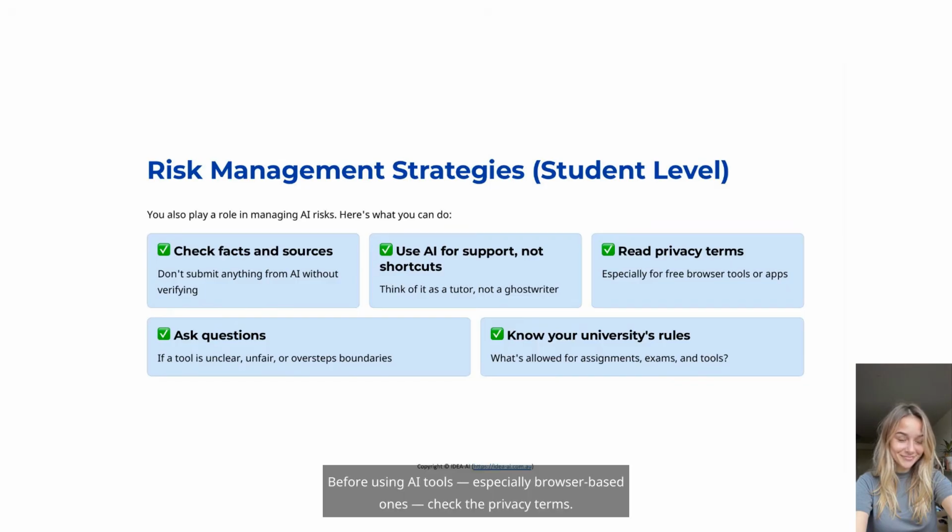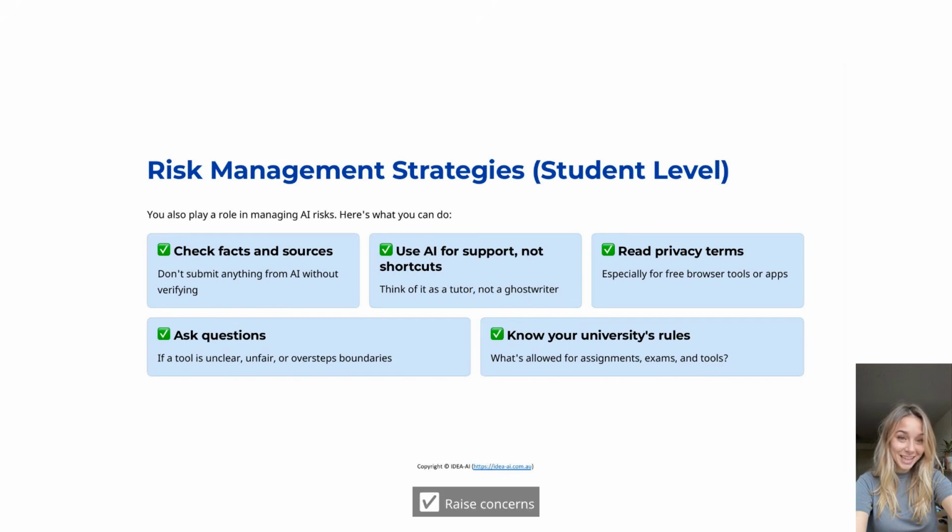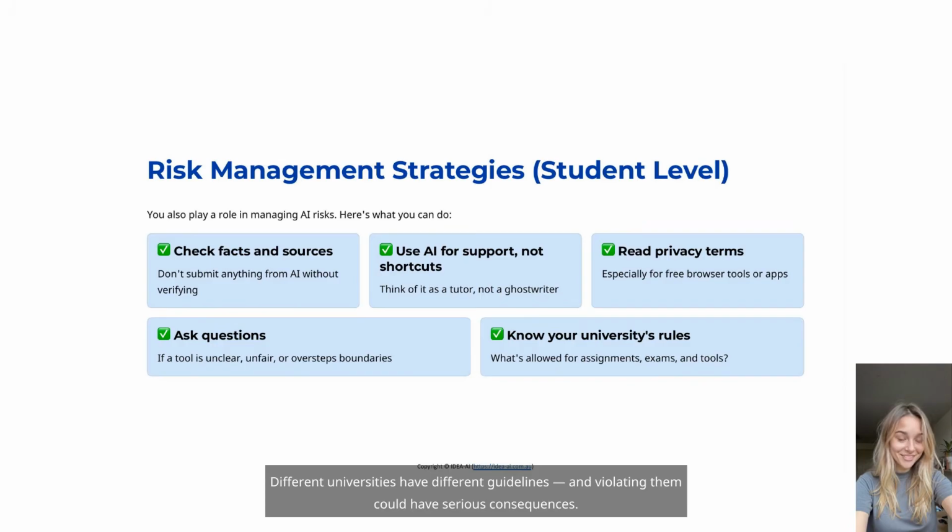Understand the terms of use. Before using AI tools, especially browser-based ones, check the privacy terms. What data do they collect? Where is it stored? Raise concerns. If a tool seems invasive or unfair, ask your lecturer or course coordinator. They may not even be aware of the issue. Follow university policies. Be familiar with what your institution allows. Different universities have different guidelines, and violating them could have serious consequences. Ethical use of AI begins with awareness and responsibility, both of which you already have.